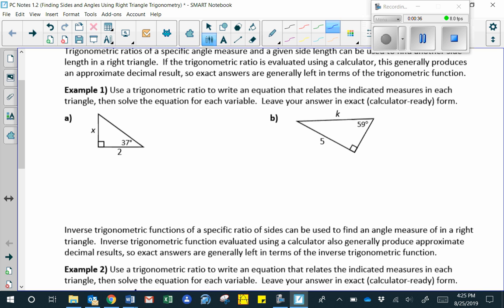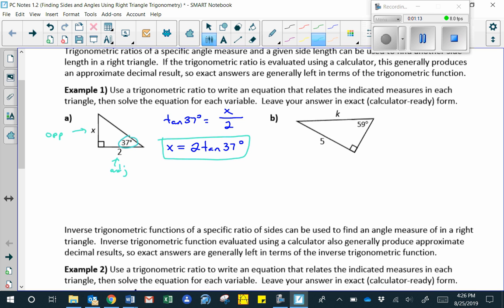So in example 1a, we have a 37-degree angle, we have 2, which is the adjacent side, and we have x, which is the opposite side. That would imply that we're going to use a tangent equation. So tangent of 37 degrees is equal to the opposite x over the adjacent 2, and then we can solve for x by multiplying both sides by 2. That will give us x is equal to 2 tangent of 37 degrees. That's our calculator-ready form.